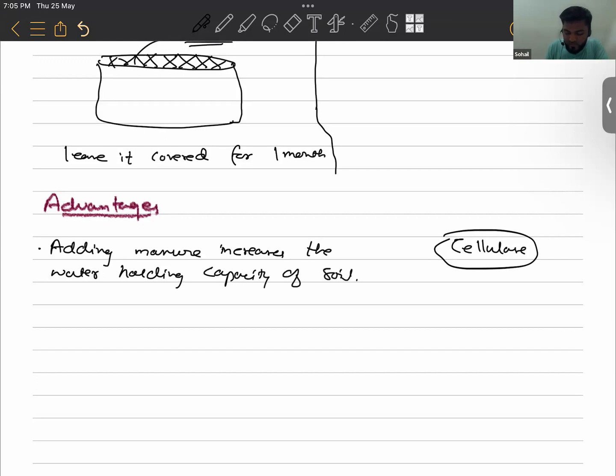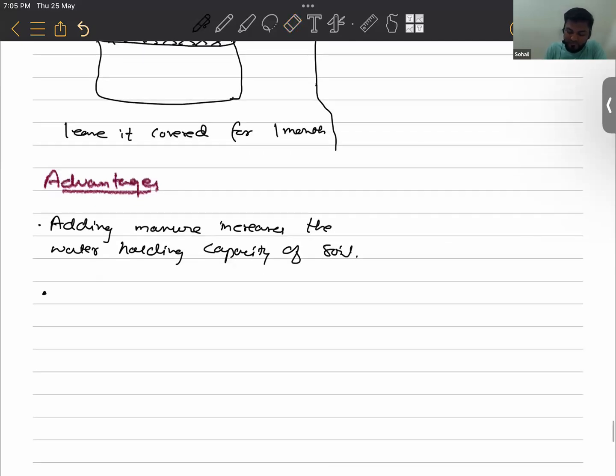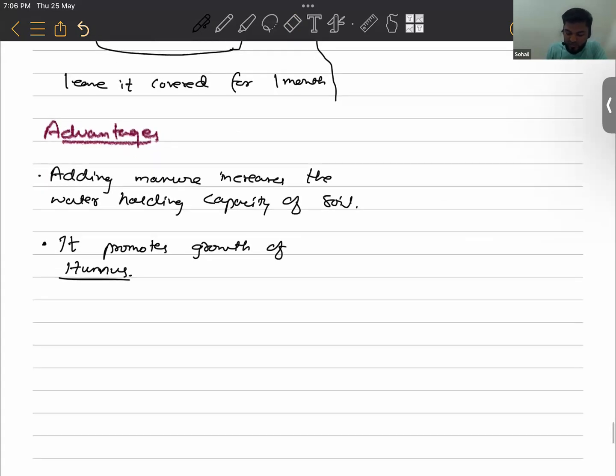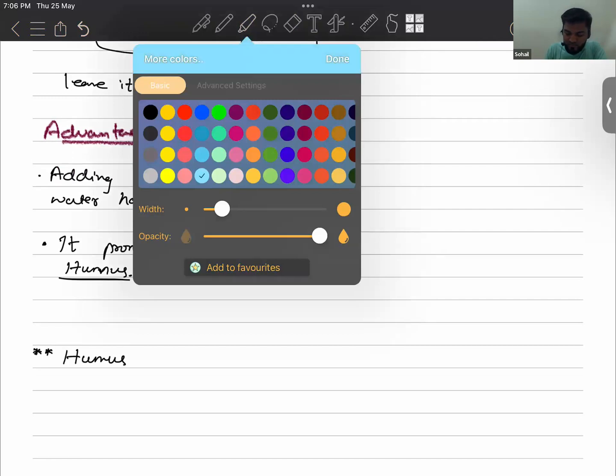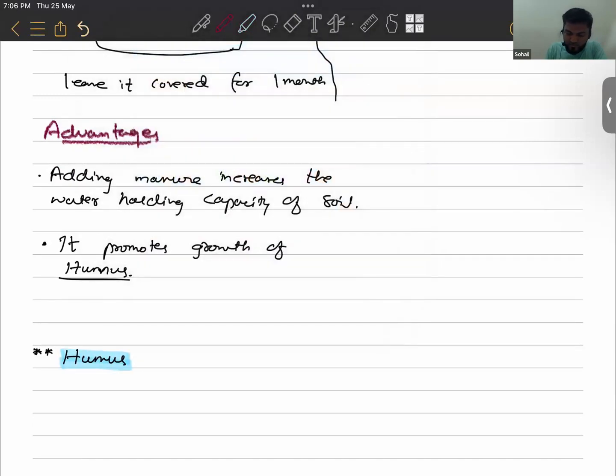of soil. Now another thing is that since it is made up of organic waste, it is going to promote growth of humus in the soil. Now here's a term, humus. What do you mean by humus here? Promotes growth of humus. What does this word humus mean here? Heard this word before? No, sir. Okay, let me tell you.